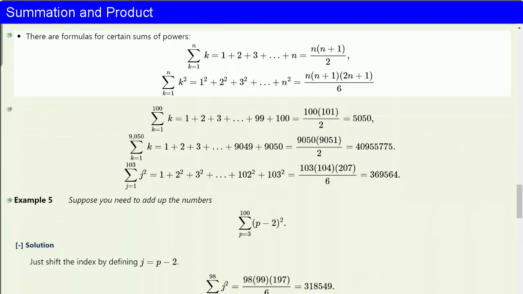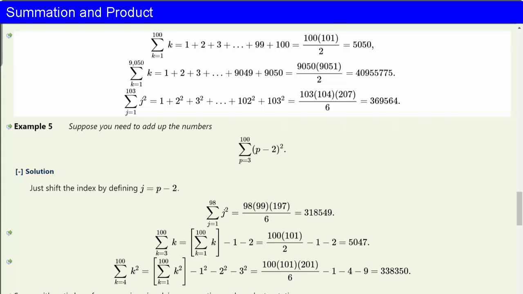We have a set of formulas for certain sums of powers of natural numbers. If we add up the number k, starting with k equal 1 and stopping when k is n, that's the same as taking the product n times n plus 1 and dividing by 2. And we have a similar formula for the sum of the squares. The sum from k equal 1 to n of k squared is the product n times n plus 1 times 2n plus 1, all divided by 6. And yes, we can continue indefinitely. We can sum k cubed from k equal 1 to n. We have a formula for that, and so on.